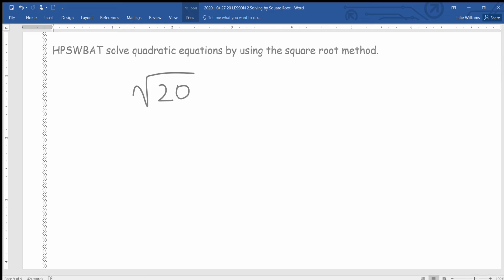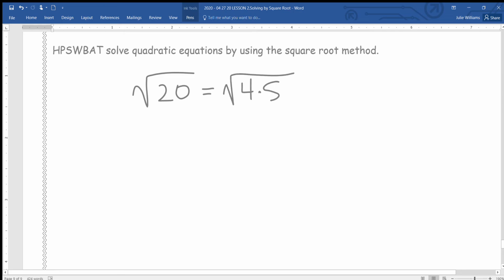Okay. Would you guys agree that the square root of 20 is the same thing as the square root of 4 times 5? The same thing. Okay. Well, that is also the same thing as the square root of 4 times the square root of 5. Well, heck, do we know what the square root of 4 is? We do. We know it's plus or minus 2. We can't simplify the square root of 5.